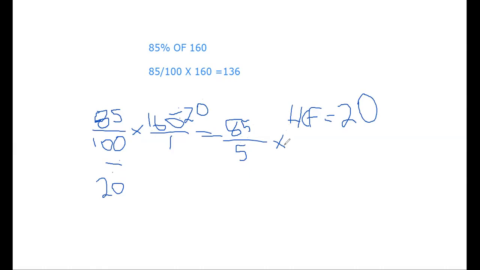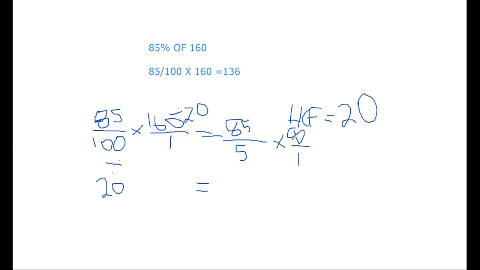So 160 divided by 20 gives us 8 over 1. Right, so now we need to multiply. Guys, when you're multiplying fractions, the most important thing to do is to simplify your fractions first, and then after that you multiply, and after multiplying your final answer obviously is going to be simplified, right? So this is what we will do then.